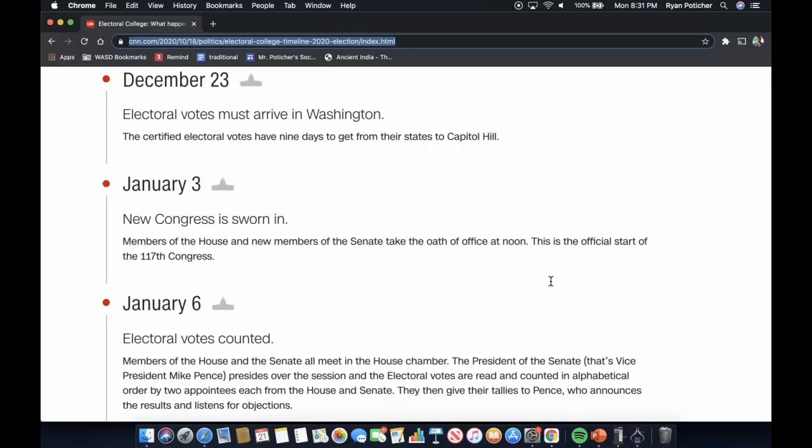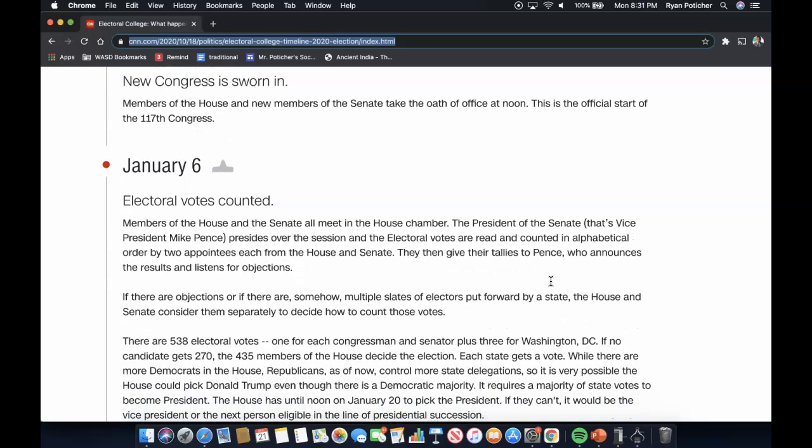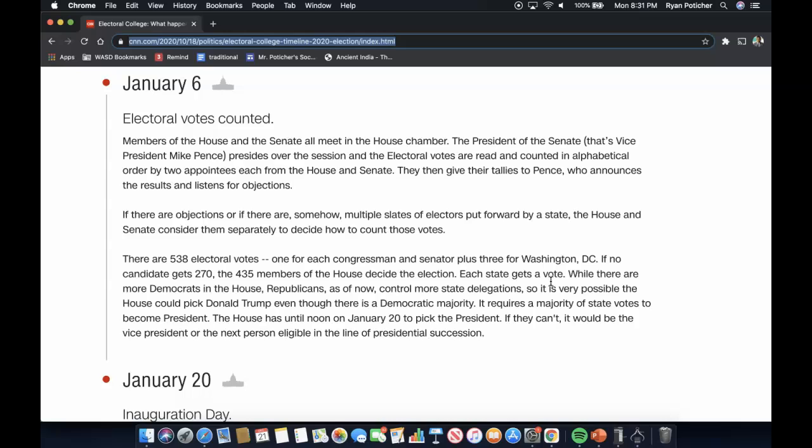January 3rd. New Congress is sworn in. Members of the House and new members of the Senate take the oath of office at noon, and this is the official start of the 117th Congress. January 6th. Electoral votes counted. Members of the House and Senate all meet in the House chamber. The President of the Senate, that's Vice President Mike Pence, presides over the session, and the electoral votes are read and counted in alphabetical order by two appointees each from the House and the Senate. They then give their tallies to Pence, who announces the results and listens for objections.